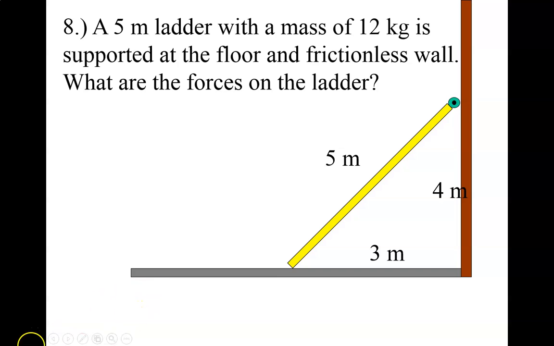Okay, so we've got a ladder. This is my yellow thing. It's got a roller here. It's also a frictionless wall. I'm just telling you there's no force of friction or anything like that. So the ladder has a mass of 12 kilograms. It's supported at the floor and at a frictionless wall, and we want to find what are the forces acting on the ladder. And I give you it's a 3, 4, 5 triangle.